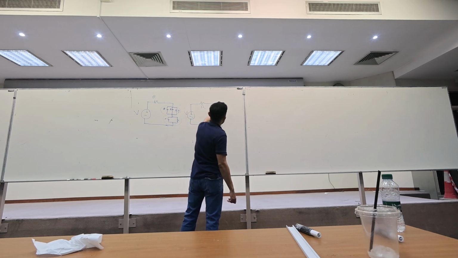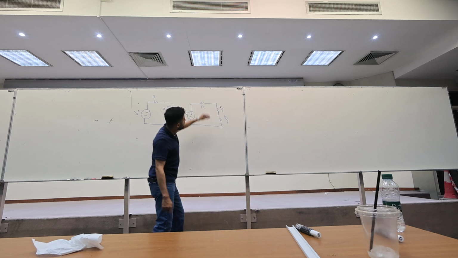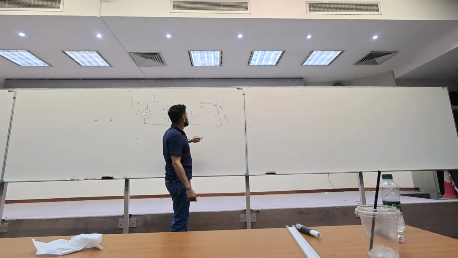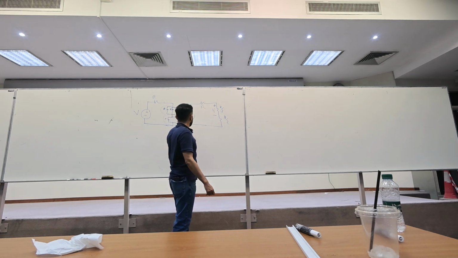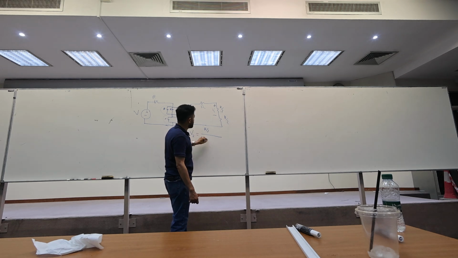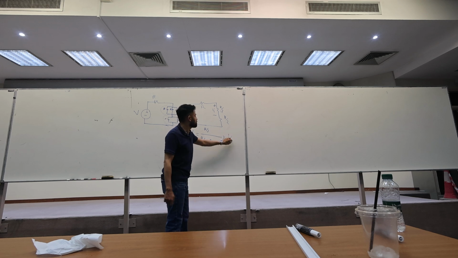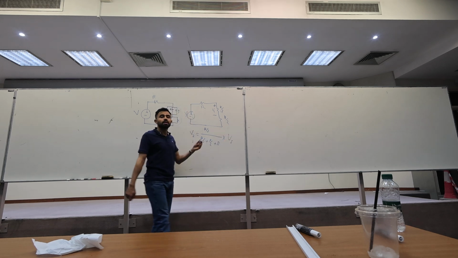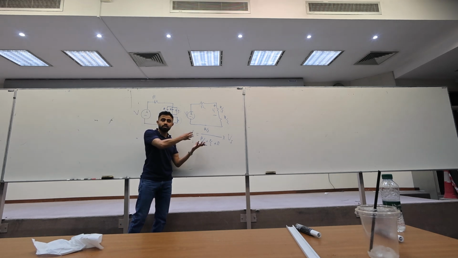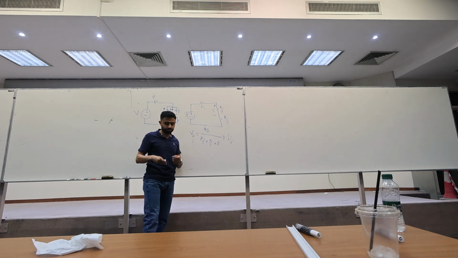Here what am I going to have? R over 3, R over 2. If you use the voltage divider rule here, then you will have, for example, V2 equals R over 3 divided by R over 3 plus R over 2 plus R, times V source. This is another way of looking at the voltage divider rule, okay?